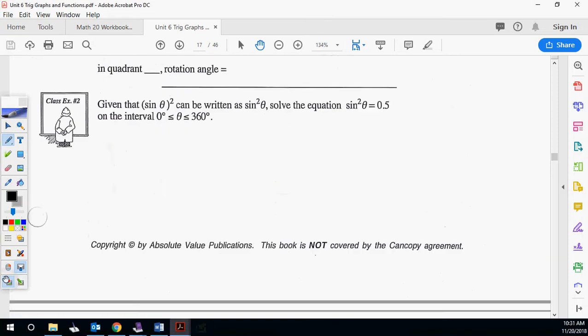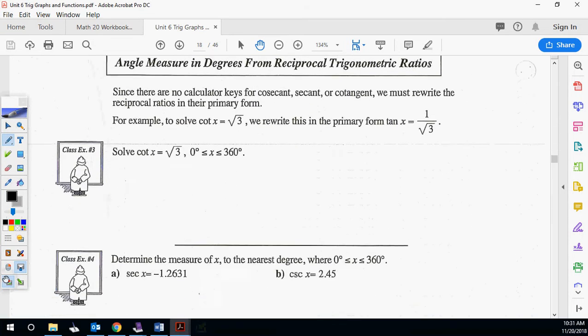All right, so this is the page I don't have with me, but that's fine. We'll be able to do it here. Okay, so angle measure in degrees from reciprocal of trigonometric ratios. Since there are no calculator keys for cosecant, secant, or cotangent, we must rewrite the reciprocal ratios in their primary form. So that means we have to write them as 1 over tangent. Okay, so if cotangent x equals root 3, we rewrite it as tan x equals 1 over root 3. Just flip, flip.